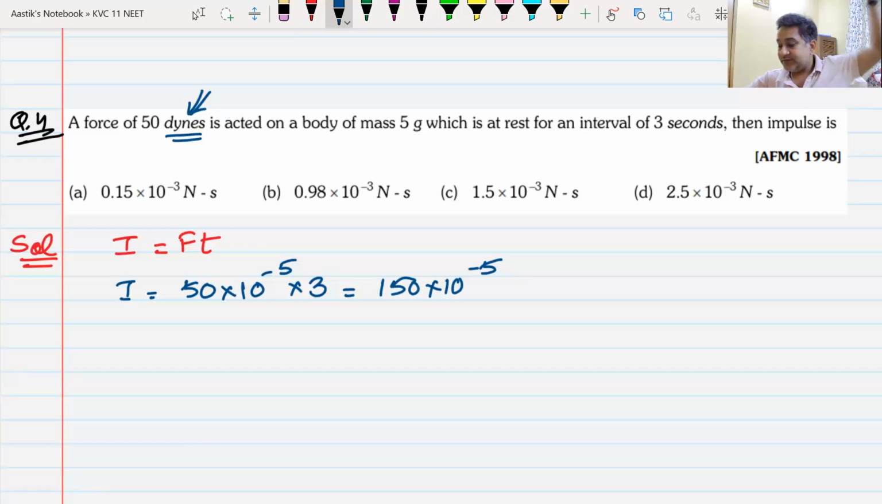What is the correct option? Option C, sir. Option C, sir. So you should have told that, na, sir, before me telling you all this. Anyway, sir, do we understand this?